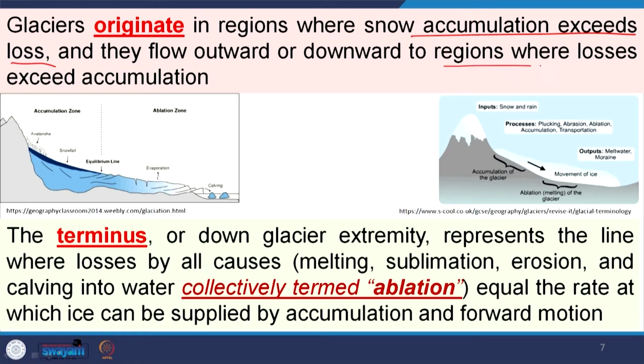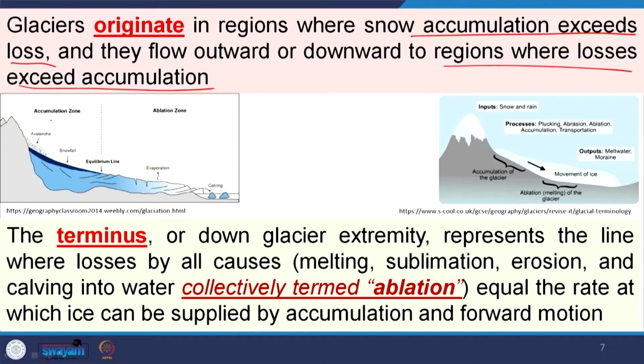Here are two contrasting environments. It forms where there is excess snowfall, or excess mass, and then it is lost once it moves to regions where loss is more than accumulation. So, two contrasting environments at the two different ends of this glacier system.